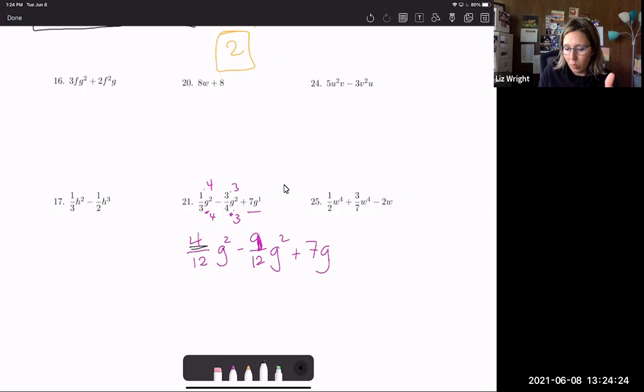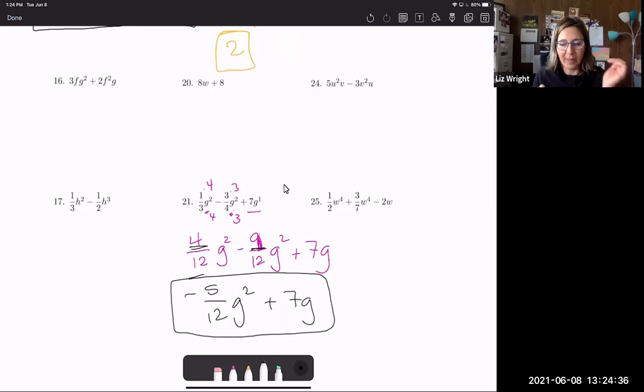And we've got 4 minus 9 is going to give us negative 5. So it's going to be negative 5 12ths g squared plus 7g. And that is going to be your final answer. So that's it for that one. So that's all I'm going to do for you on this page. So your task will be to finish the rest of the problems on that page.